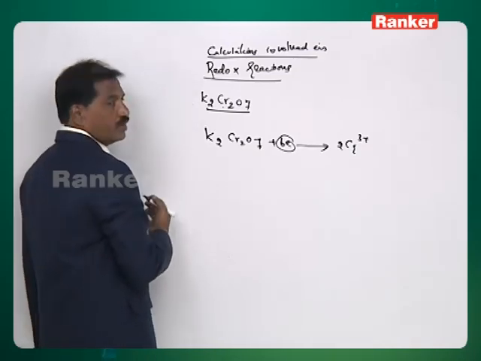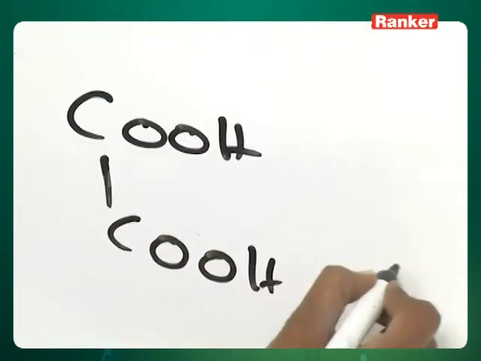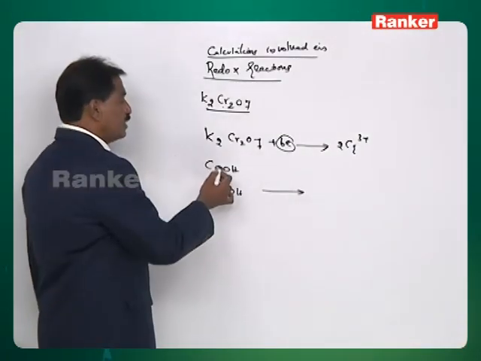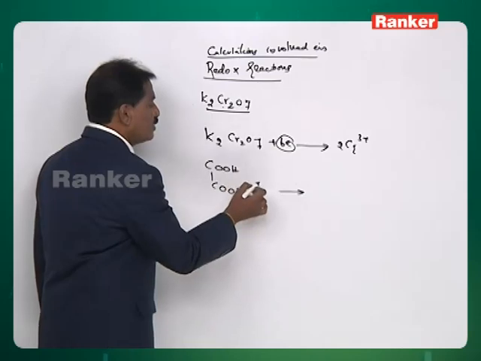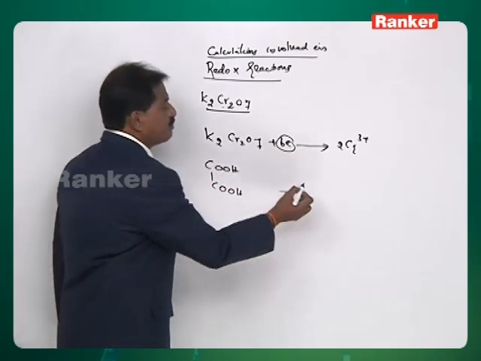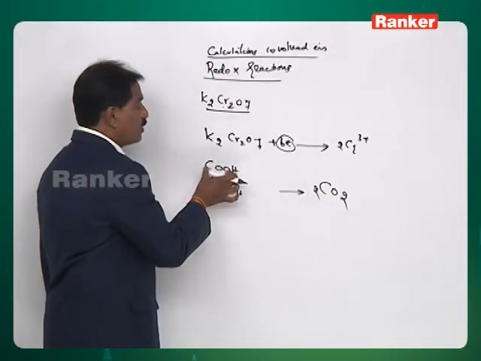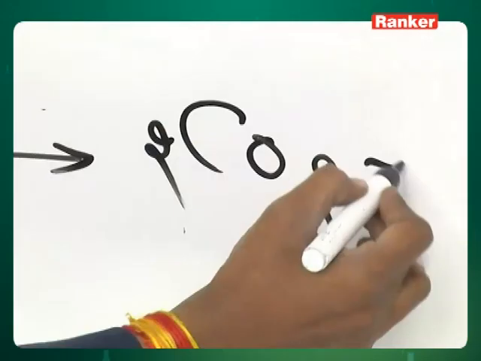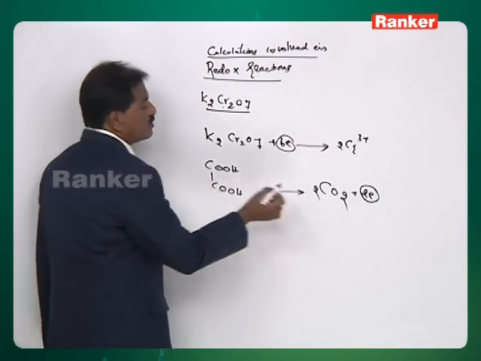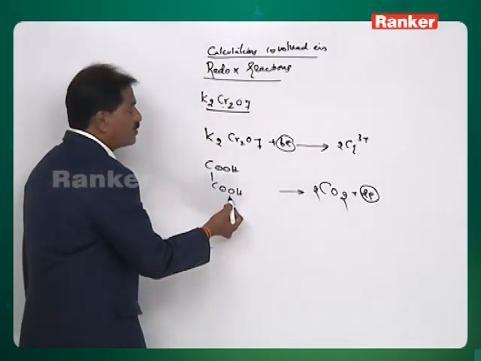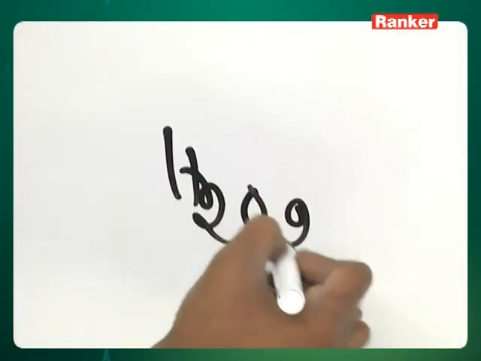Similarly, oxalate or oxalic acid. When oxalic acid or oxalate participates in any reaction, one molecule will always supply 2 electrons. So this carbon and this carbon both will be converted into 2 CO2. Here 2 electrons. Therefore, since one molecule is supplying 2 electrons, the valency factor of oxalic acid is 2. Similarly, hydrogen peroxide.